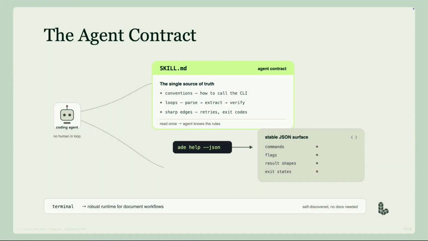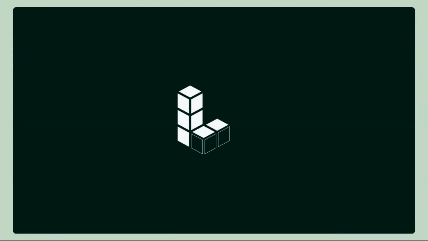Running ade help --json exposes a stable, self-discoverable JSON surface for all available commands and flags, ensuring your coding agents never hallucinate parameters. Visit the Git repo in the description box below and start building today.